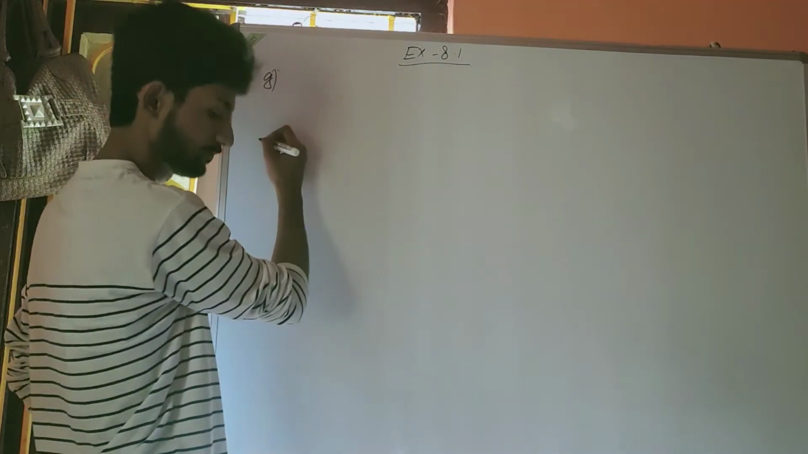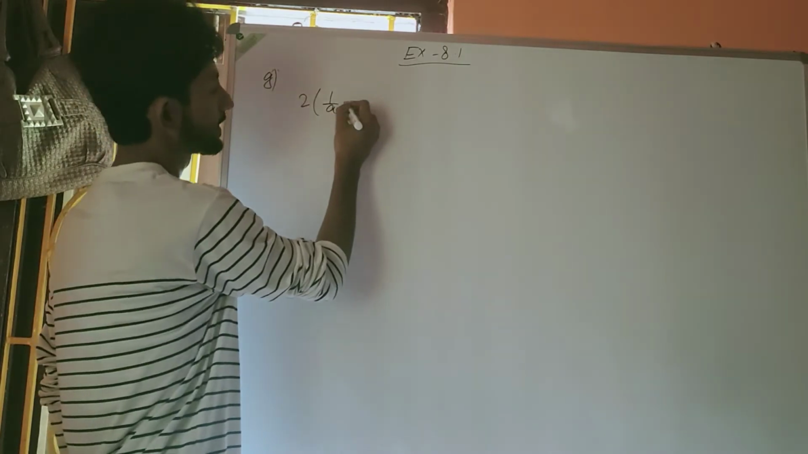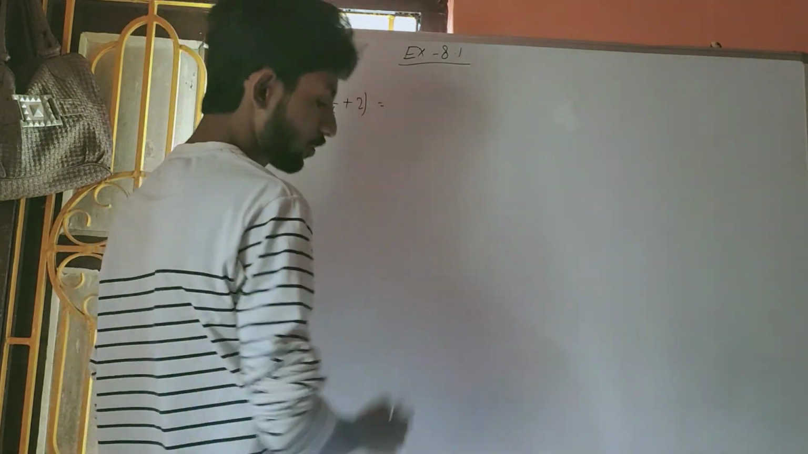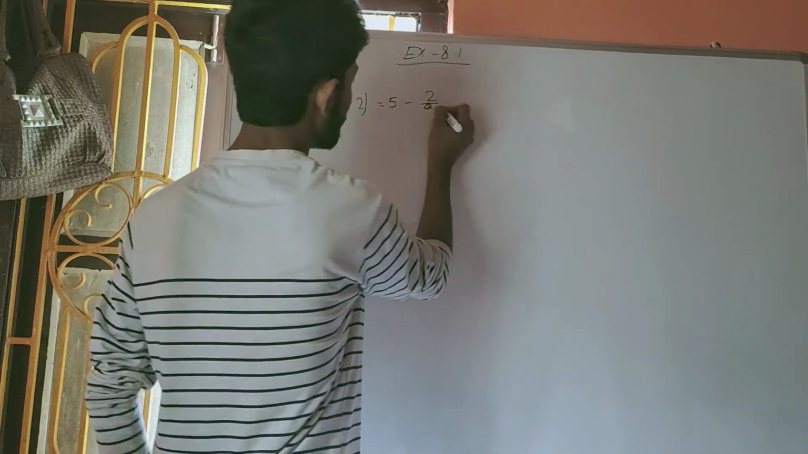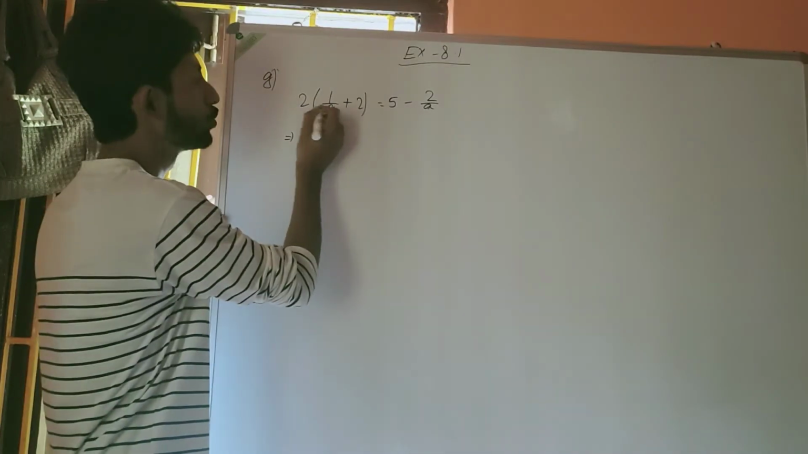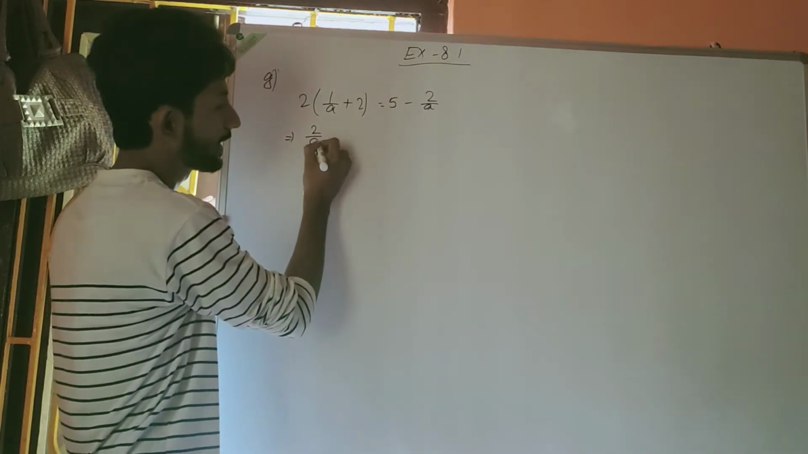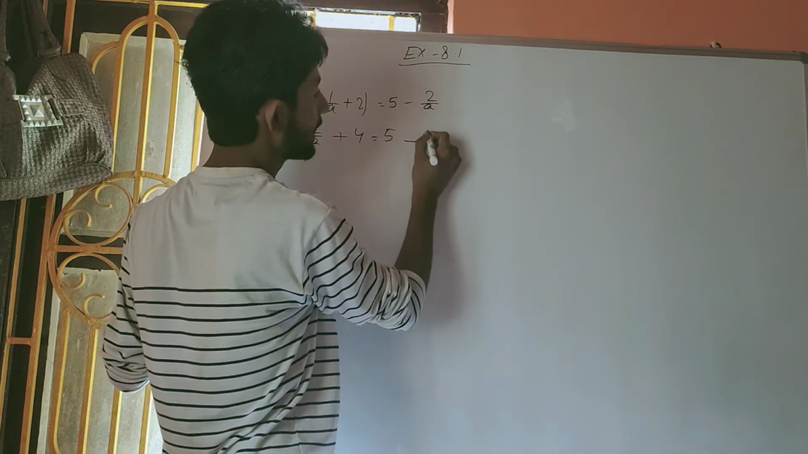Question number G. 2 times (1 by a plus 2) is equal to 5 minus 2 by a. Here, first we have to remove the bracket. So 2 into 1 by a, that means 2 by a, plus 2 into 2 is 4, which is equal to 5 minus 2 by a.